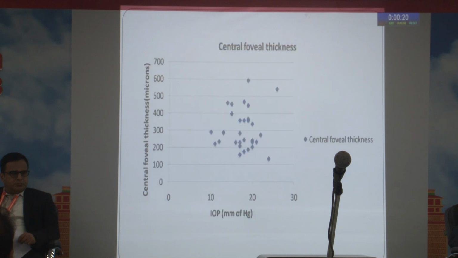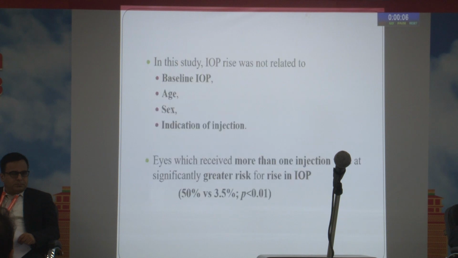And we tried to find a relationship between the intraocular pressure measured at the first week and the central foveal thickness measured at the first week. A very small negative correlation was found, but it was not statistically significant in our study. So in order to conclude, the IOP rise was not related to age, sex or indication of injection in our study, and the eyes receiving more than one injection were at significantly higher risk for rise in IOP.